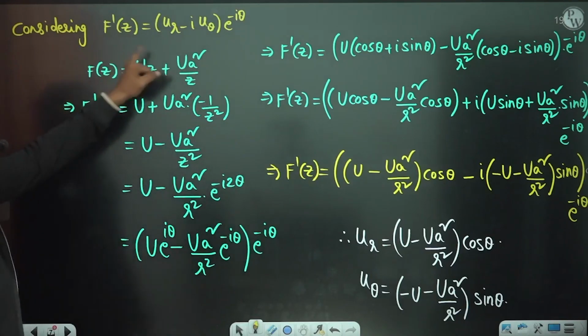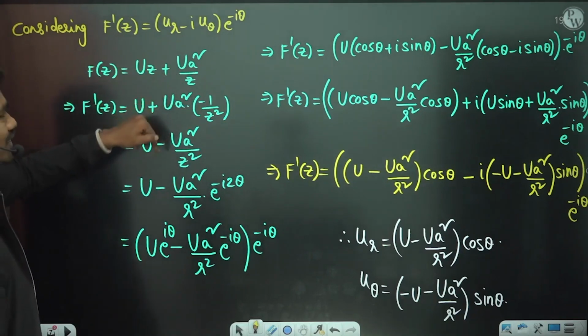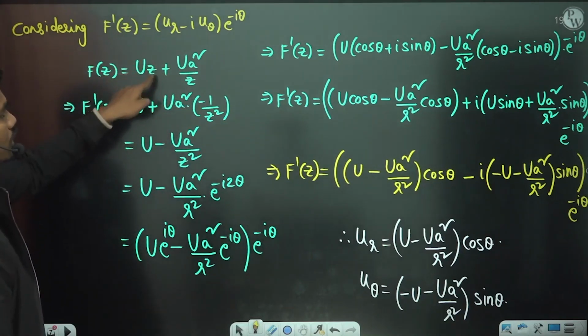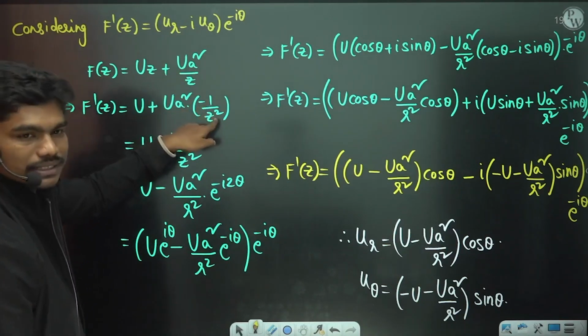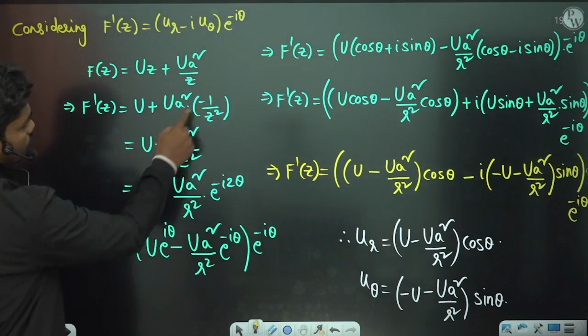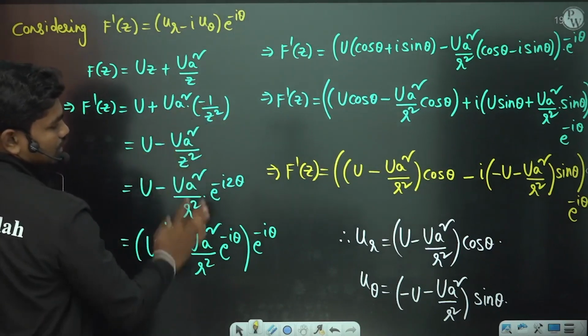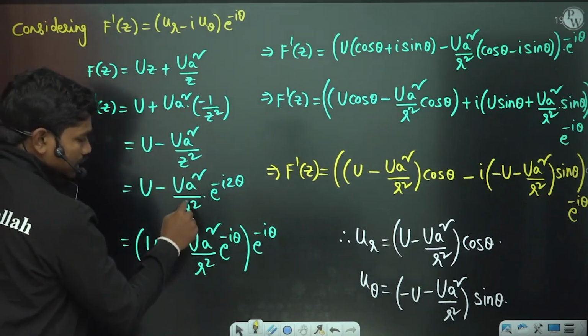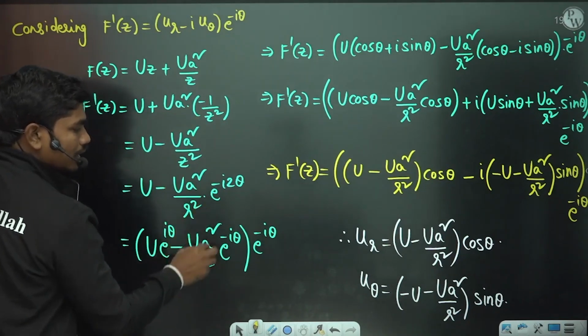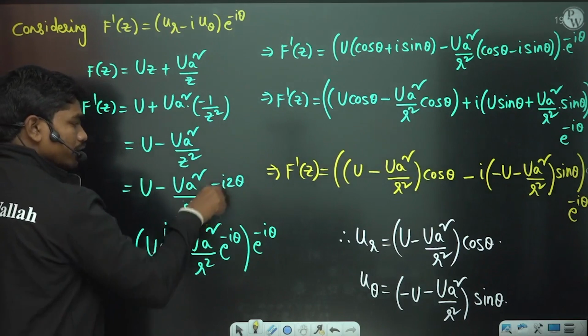So this is the function that we have seen. If you differentiate this with respect to z, u into the derivative of z is 1, plus u a square into the derivative of 1 by z, which is minus 1 by z square. So we get u minus u a square by z square. Since z is equal to r into e power i theta, z square will be r square into e power i2 theta, so I have sent this e power i2 theta to the numerator with a minus sign here.